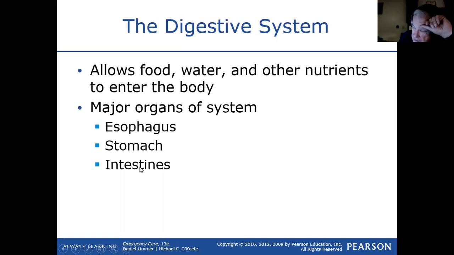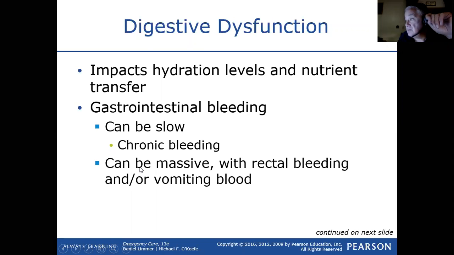Obviously, if your digestive system is not working well, you're going to have problems, one, with bringing enough water in, because when you drink water, it enters your bloodstream and your cells by going through your digestive system, right? Because it's going down your mouth into your stomach. And nutrients, which are the foods, the sugars and everything like that.